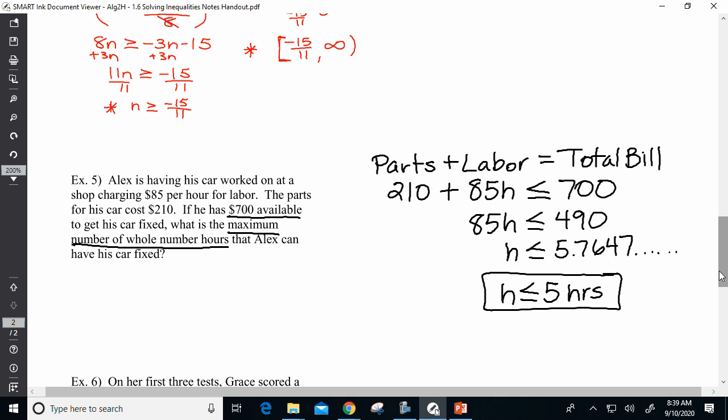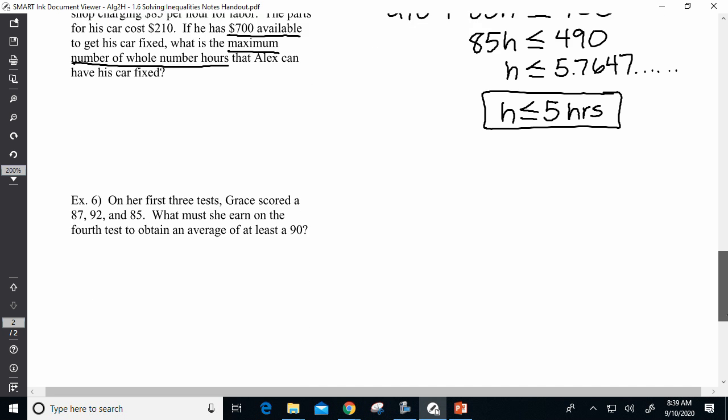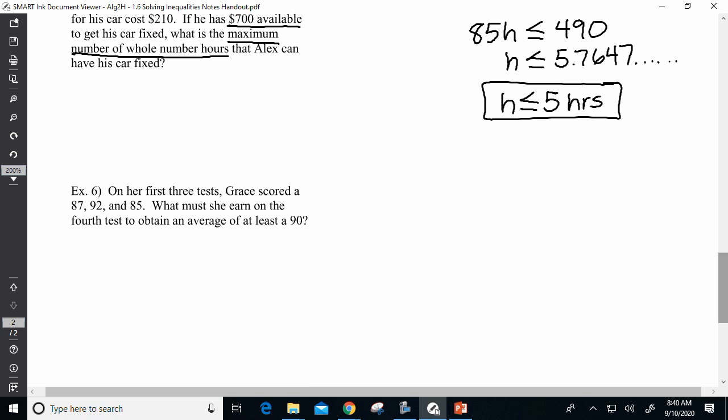All right, then let's knock out one more word problem before we finish up. Probably something that you try to figure out on a daily basis with regards to your grades. On our first 3 tests, Grace scored 87, 92, and 85. What must she earn on the 4th test to obtain an average of at least a 90? She wants an average of at least a 90.